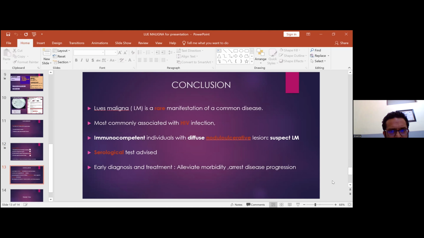So, just as a conclusion, it's a very rare manifestation, and we are very happy when we get to see this kind of case. Although it is not good for the patient, for us, we get excited with every rare case. Most commonly, it was associated with HIV, but in our case, it is not. So I just wanted to conclude that we need to be aware of malignant syphilis also because of the increase in syphilis and other STD problems.